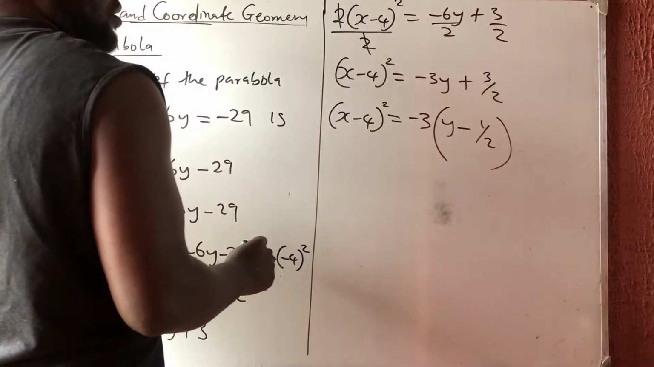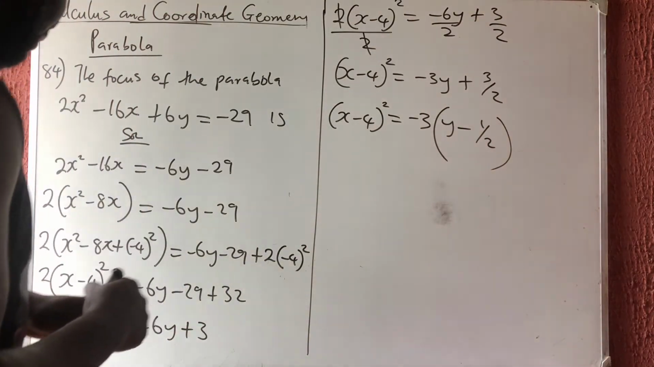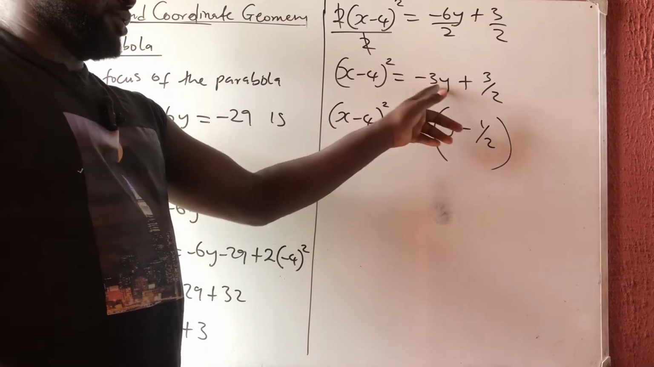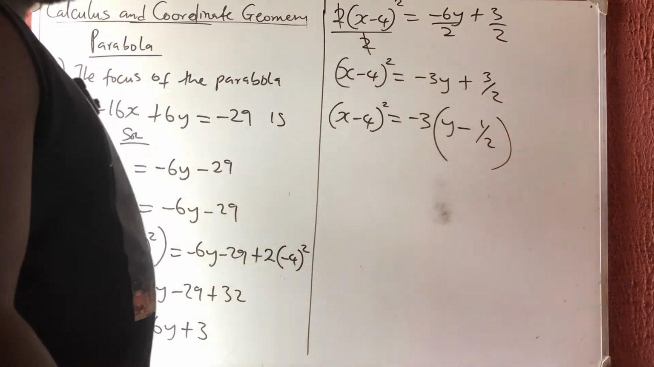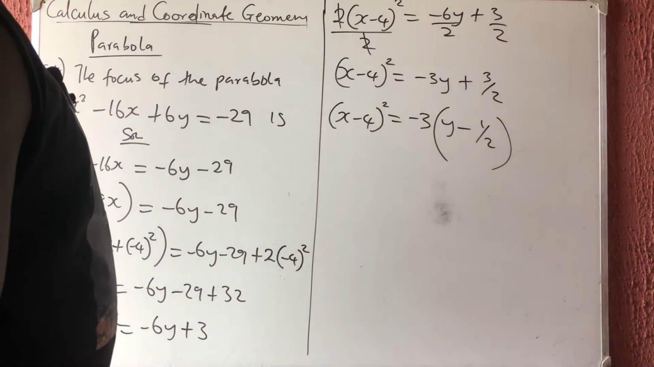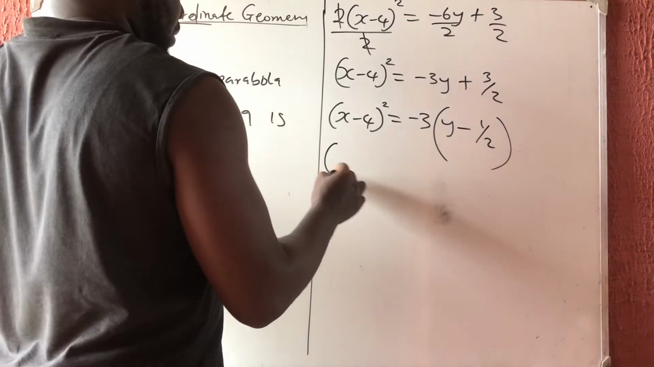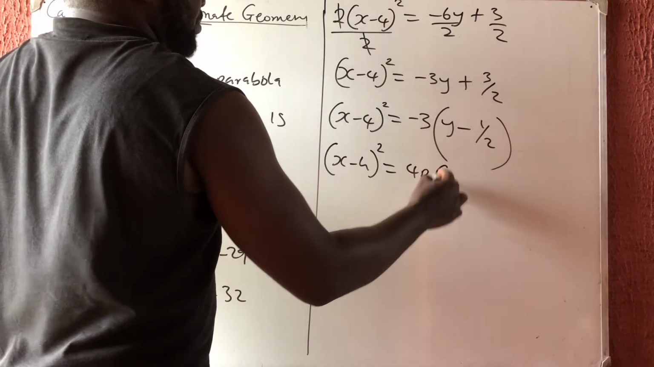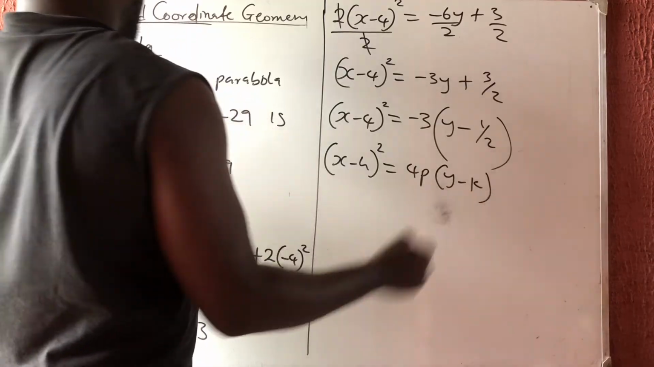Okay? So how did I get? Okay, yeah, very, very correct. So this times this is this, and this times this is this. Okay. So what do we do now? Write the equation of the parabola. That is x minus h all squared is equal to 4p in bracket of y minus k. So what do they say we should find?